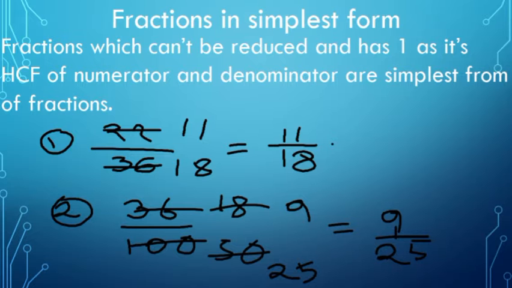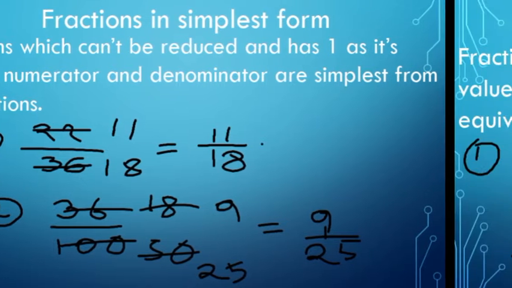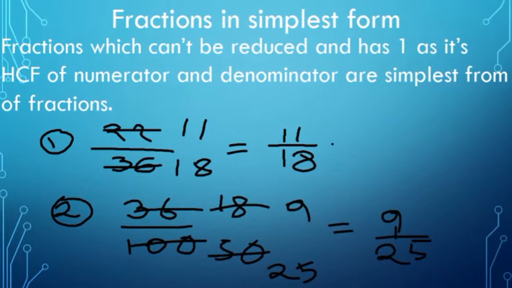Now, 36 by 100. Let's first divide it by 2. You get 18 by 50. Then again divide it by 2, you get 9 by 25. So in both the cases, the simplest form has 1 as its HCF. So 11 and 18 has 1 as its HCF, and 9 and 25 also has 1 as its HCF. And they don't have any common factor.